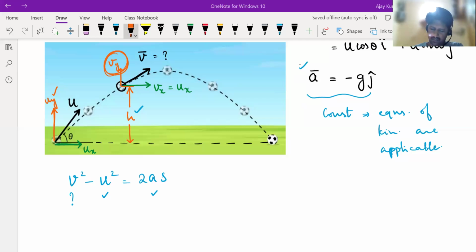But if you want to apply v is equal to u plus at, you need to know the initial velocity, which is given in this case. You need to know the acceleration, which is known in this case. But we don't know the time it takes to get there. What you are given is the height. So you should try to make use of the height.